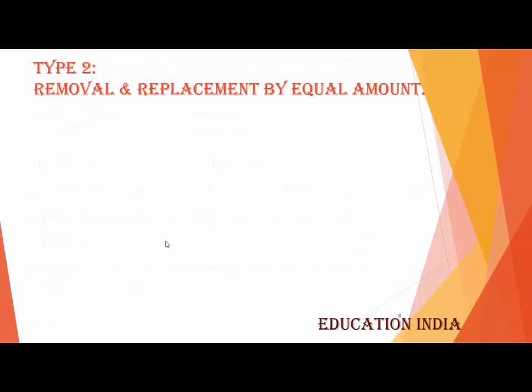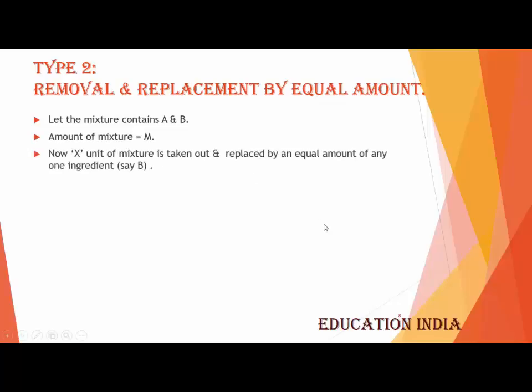Moving on, we will be discussing the next type of problems. This type basically deals with removal and replacement by an equal amount. What it means is that there is a mixture of ingredients A and B. They have been mixed in a certain amount and the total amount of the mixture is M. Now X units of the mixture are taken out and replaced by an equal amount of any one ingredient.